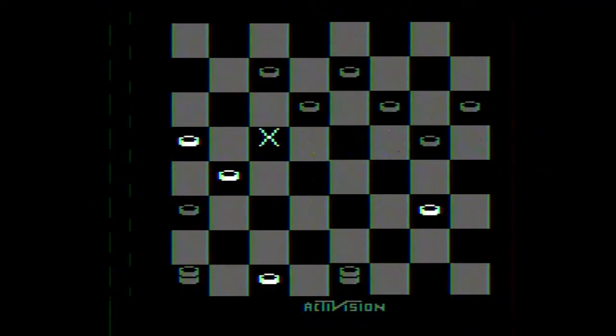Once a piece reaches the far side of the board, they are kinged and can move forwards and backwards on diagonals. The game ends when one side runs out of pieces, or if there's a draw. This is certainly the rule set seen most commonly in the history of computing.